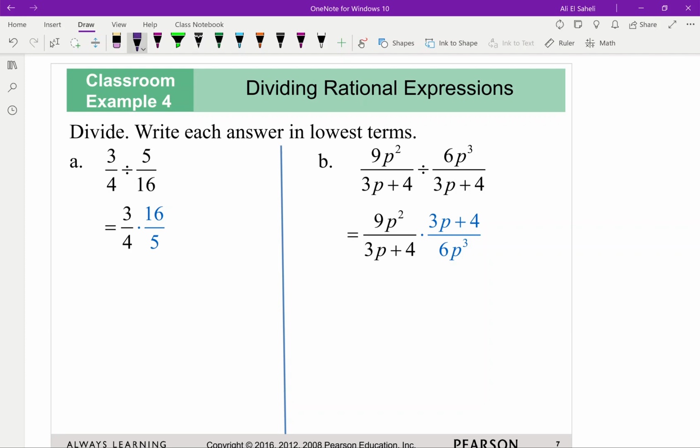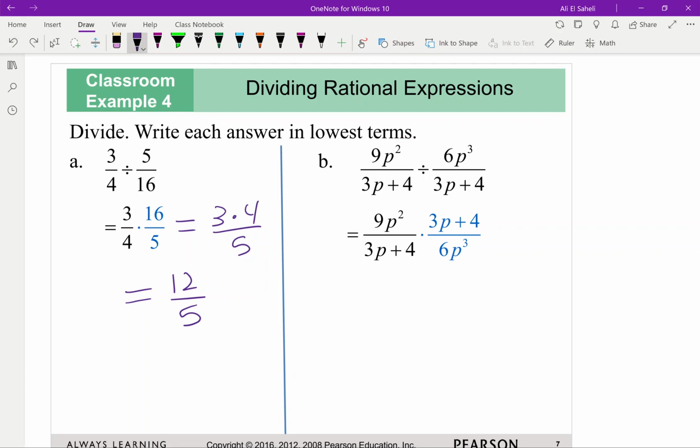So 5 over 16 becomes 16 over 5. Now this is equal to 16 over 4 is 4, so we have 3 times 4 over 5. This is 12 over 5.